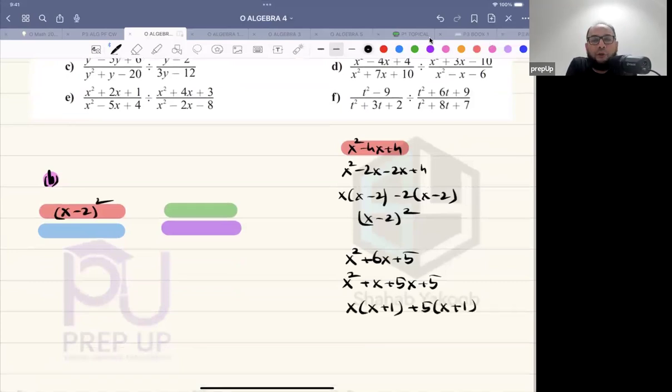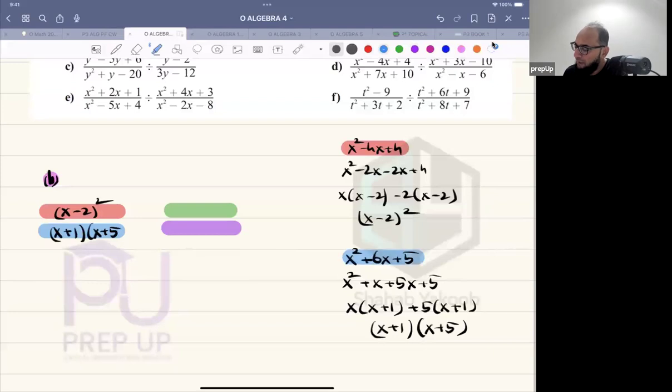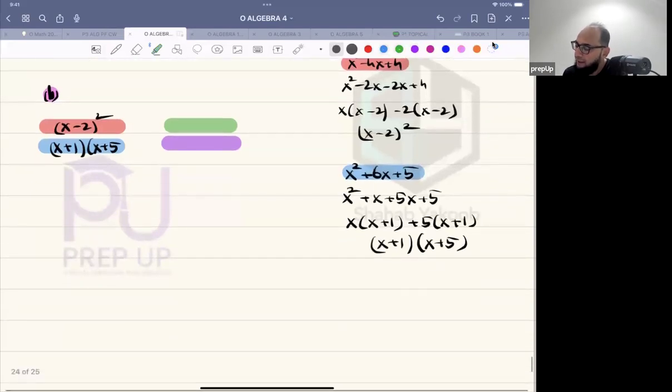So now we have x plus 1, x plus 5. That goes over here, x plus 1, x plus 5. And what else is there? That is the blue one, and then the green, and then the purple.